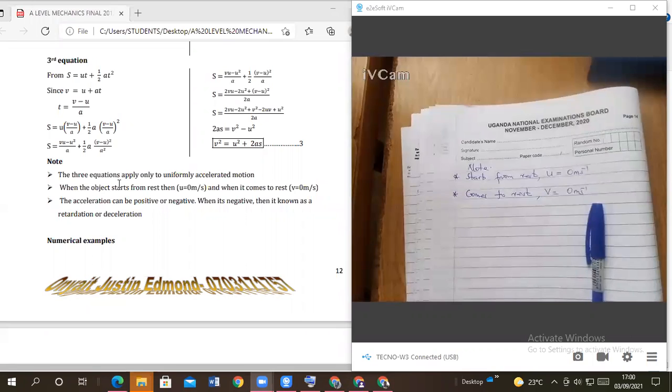When you come to rest, your final velocity at that point will be what? Your velocity at that point is zero. And that velocity, we'll call it a final velocity. Are we clear, members? Yes.